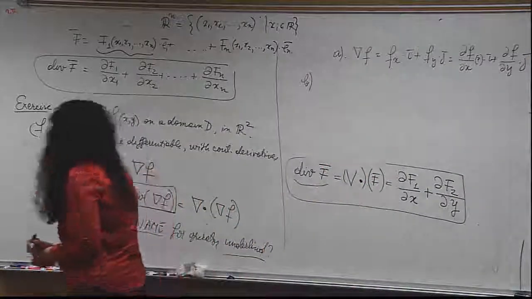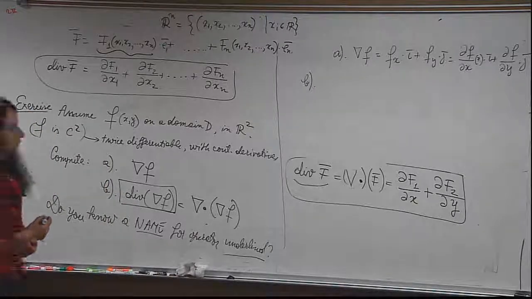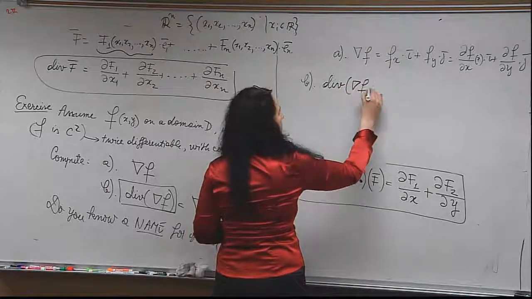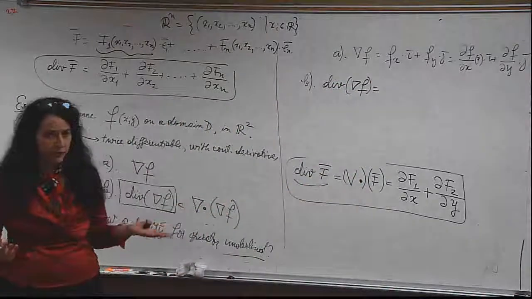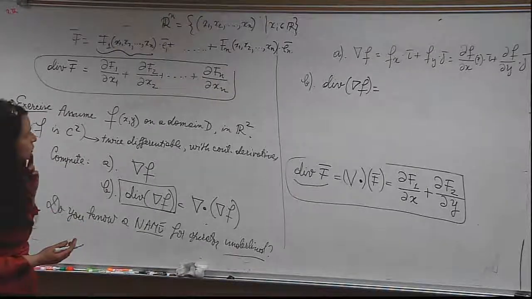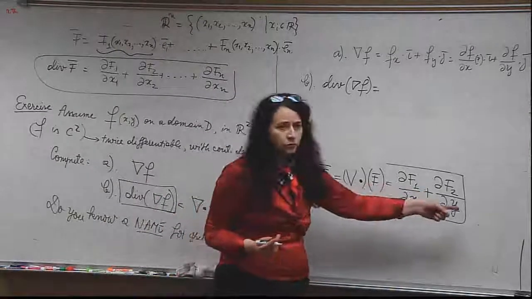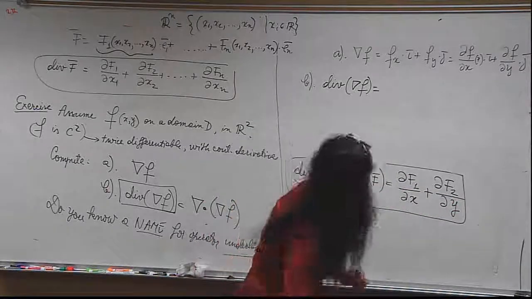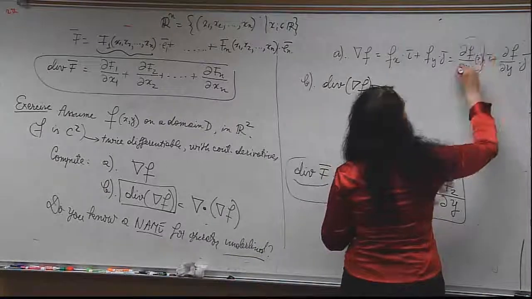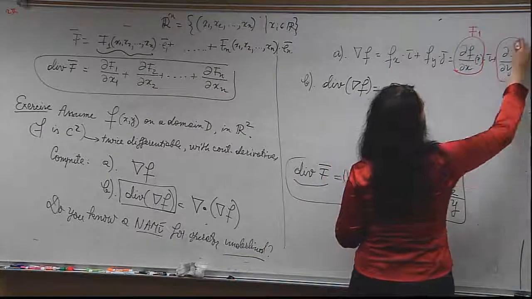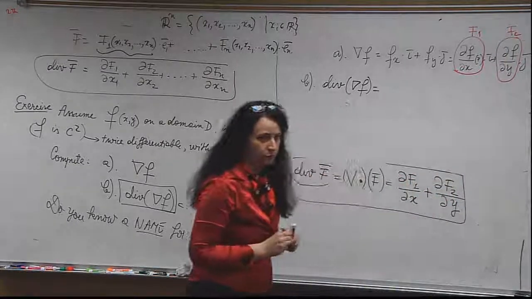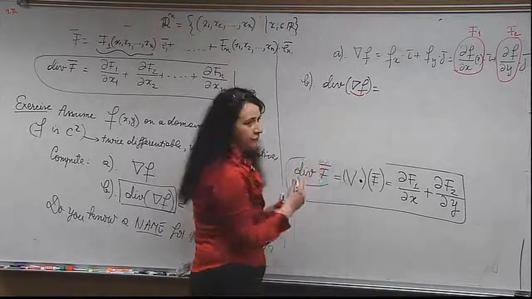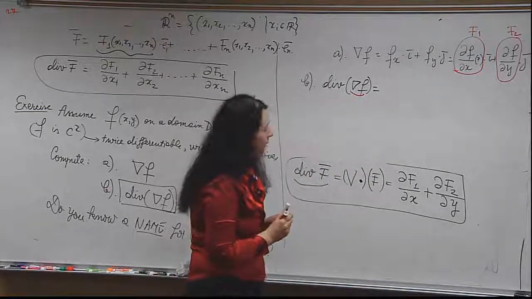But what will this divergence of the gradient be? That sounds really weird. According to this definition, we have to see who big F1 and big F2 were. Who are big F1 and big F2? I'm going to take them in red. They are the components of the vector you apply divergence to. So by definition, what do I have to do?